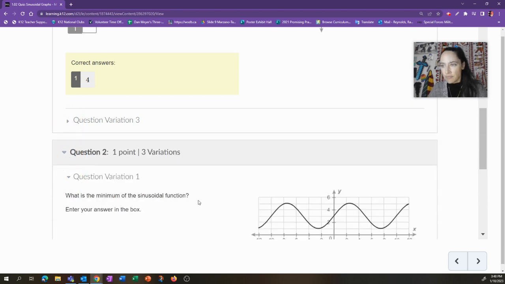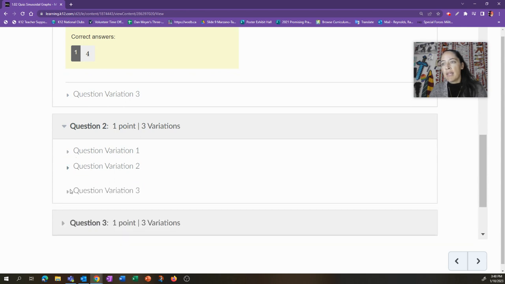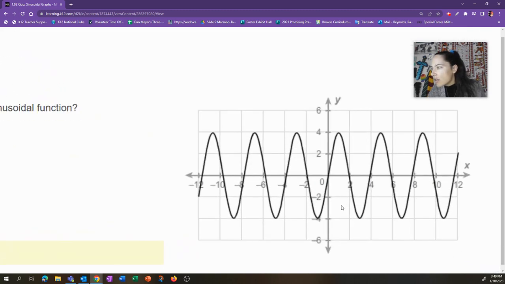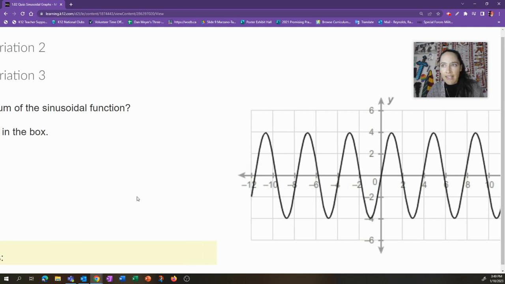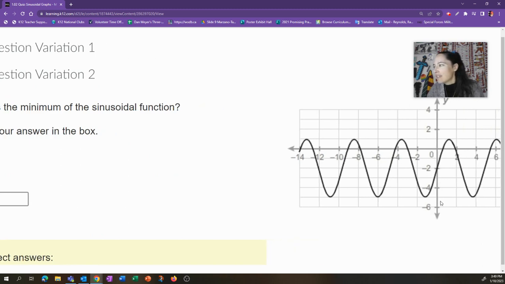Question 2, what is the minimum? Question 2 will ask you the minimum of each of these graphs. Again, just be careful and look at the labels. This is -2, that is -4. So where does the trough, the valley, I don't like that word, where does that hit, right? Ooh, okay, be careful. This is -4, this is -6.